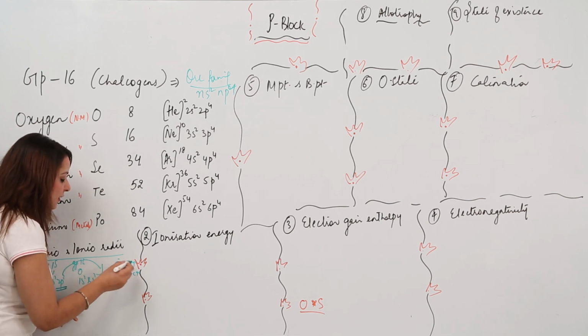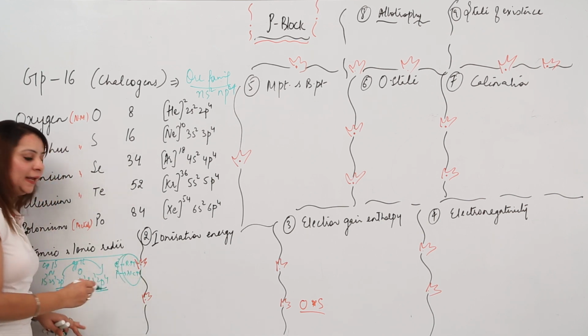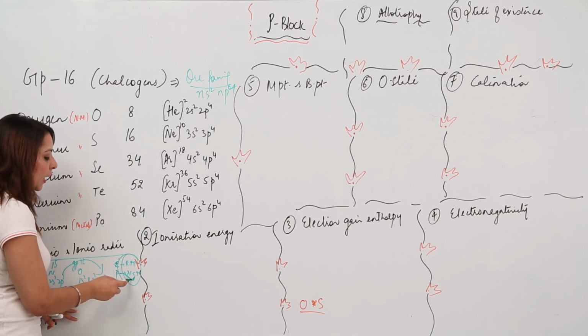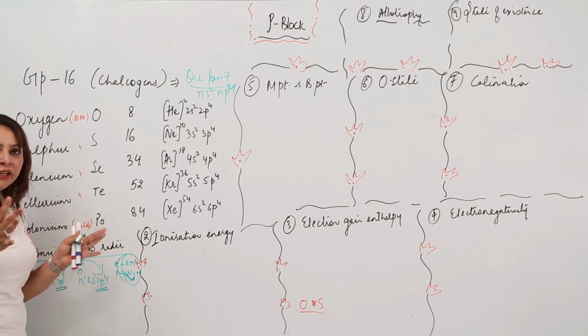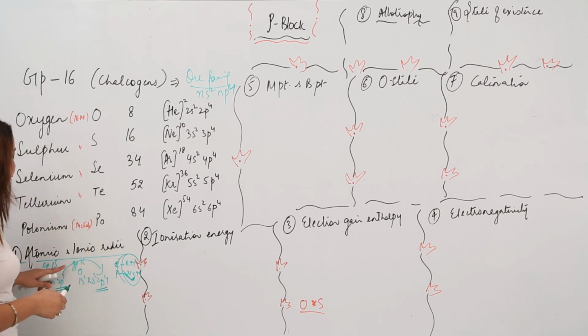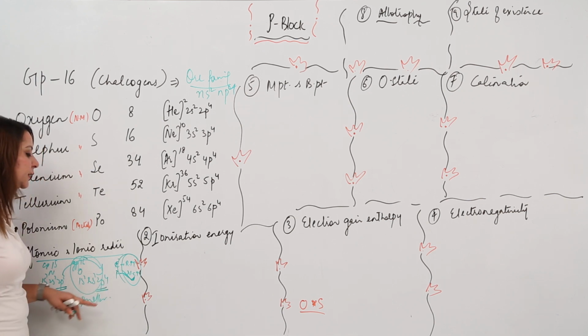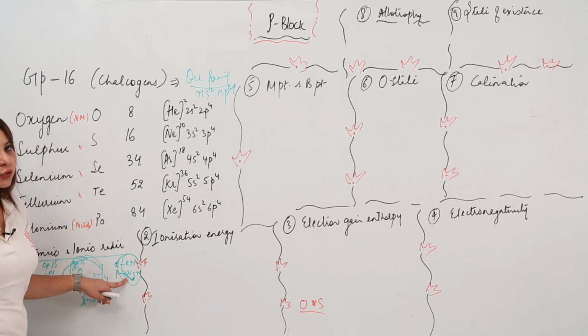But if we compare the strength of both, the repulsions and the nuclear charge, we see that nuclear charge is more pronounced, therefore the size decreases. So group 16 is going to be smaller than group 15. What is the reason behind it? Due to increased nuclear charge.